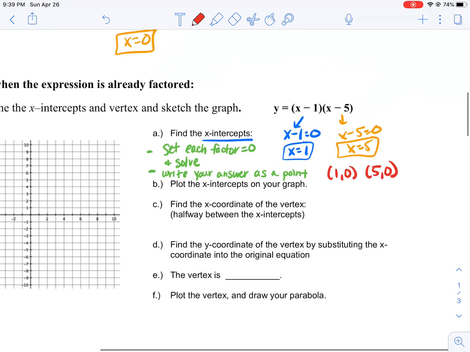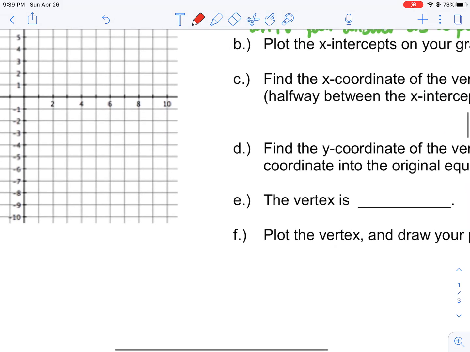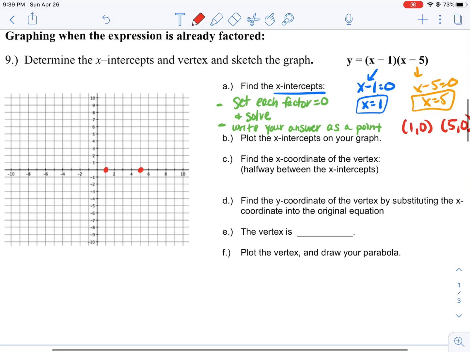Now, the second step for B is telling us to graph and plot those x-intercepts. So 1, 0, and 5, 0. It should be on the x-axis.